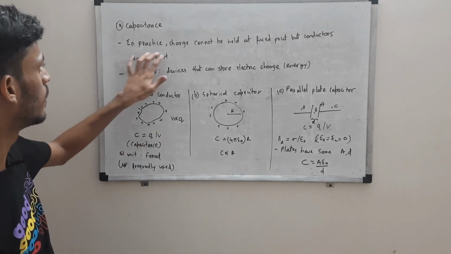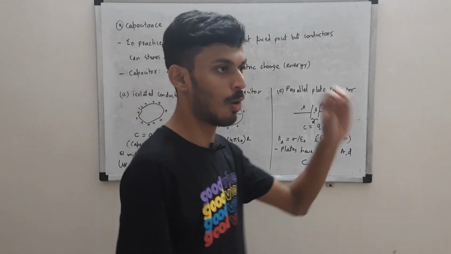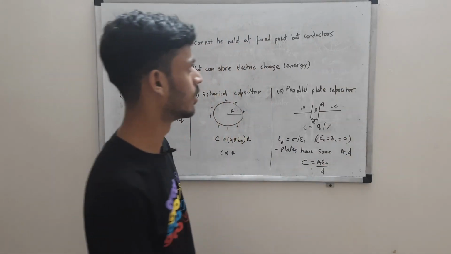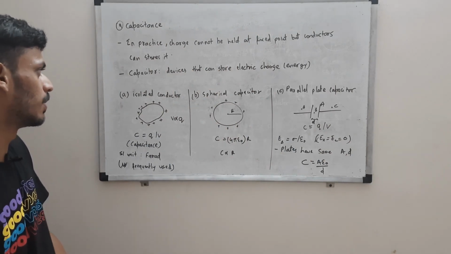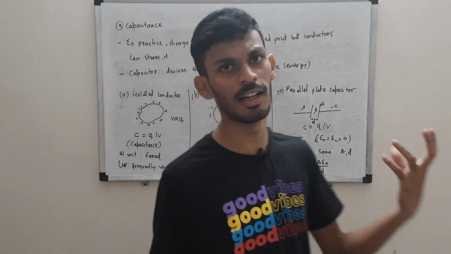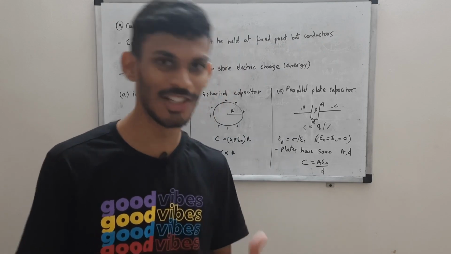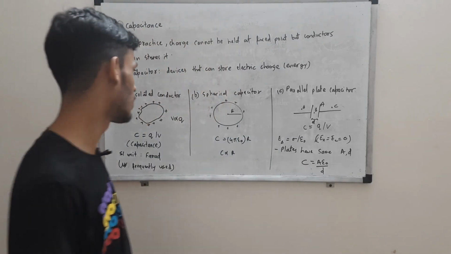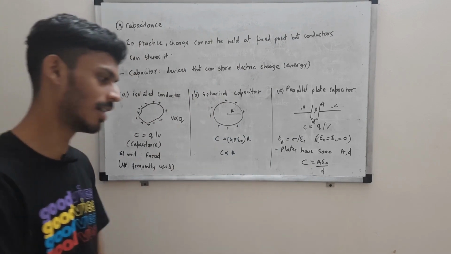We'll be seeing the relation for the electrical energy stored in a capacitor, in a parallel plate capacitor specifically. In practice, charge cannot be held at fixed points. You cannot just hold charge at a point in space; you have conductors to store them. The words capacitor and conductor can be used interchangeably, so don't get confused.